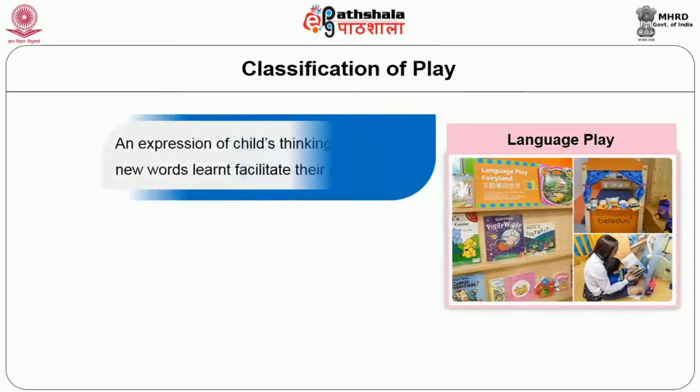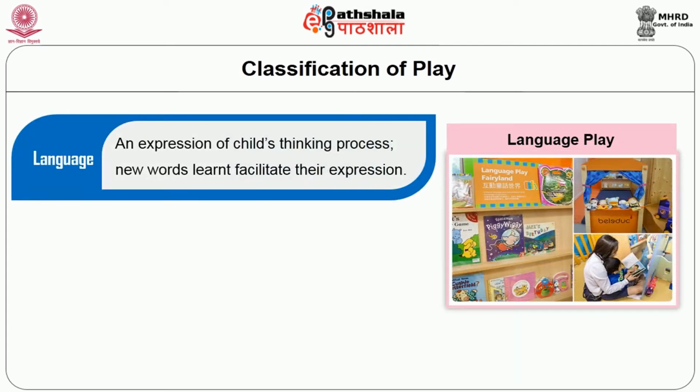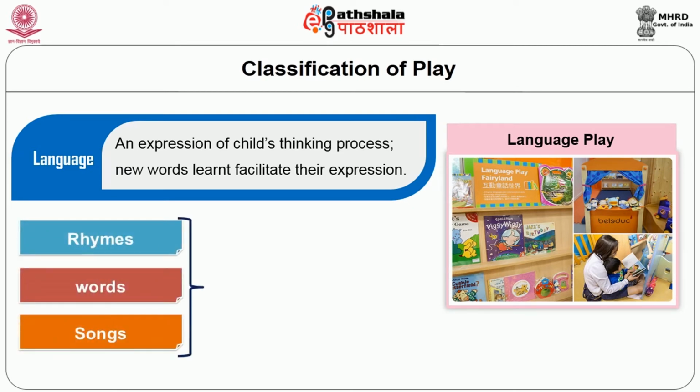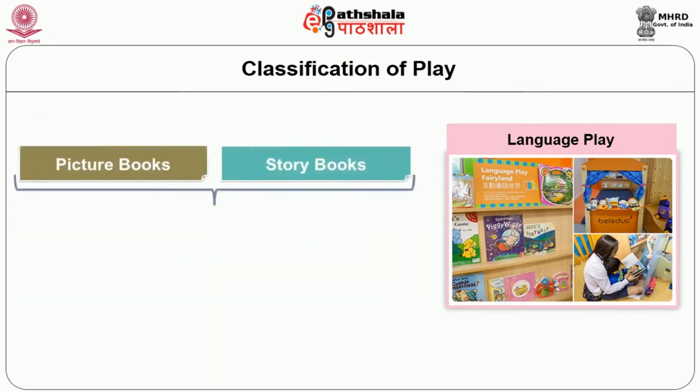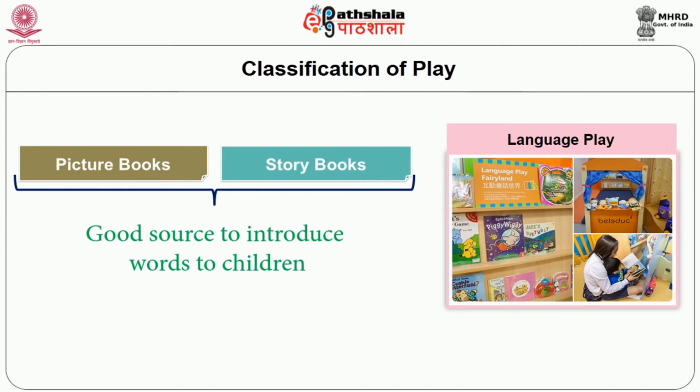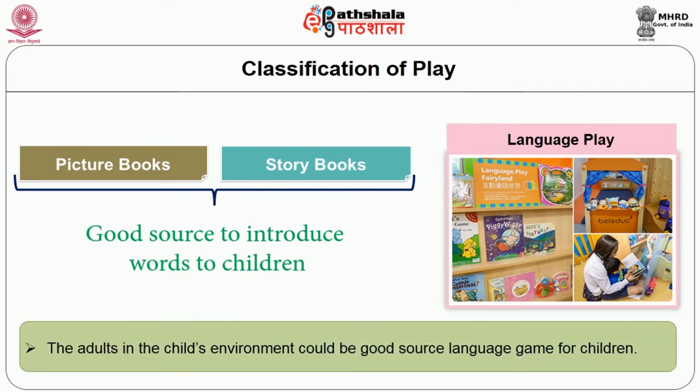Language play. Language is an expression of a child's thinking process. New words learnt facilitate their expression. Rhymes, words and songs all become sources of new words to be learnt and used. The rhythm, when picked up, lasts for days until a new one catches their interest. Picture books and storybooks are good sources to introduce words to children. The adults in the child's environment could be a good source of language games for the children. Tongue twisters and action songs all become a part of this play.